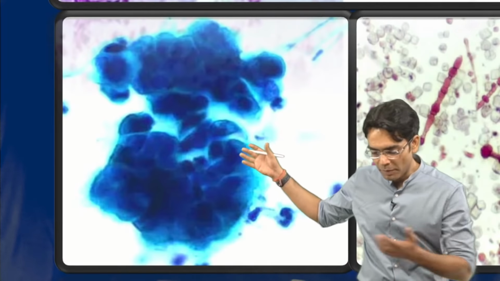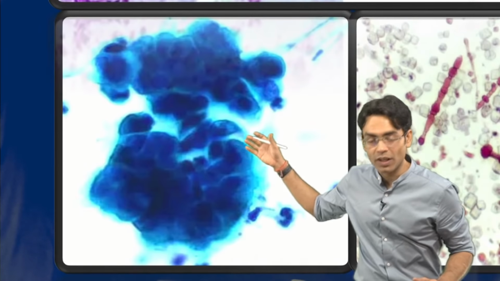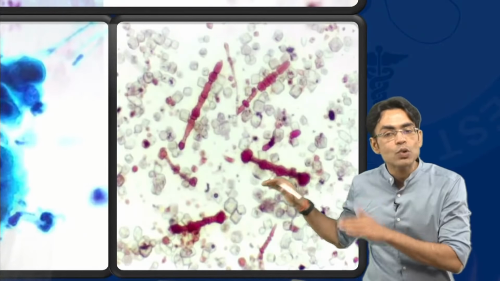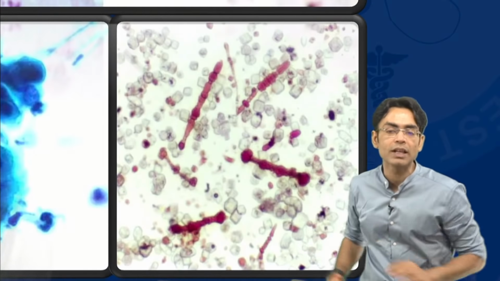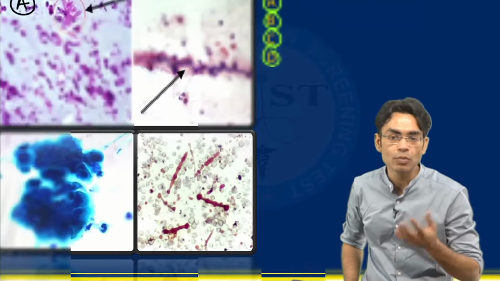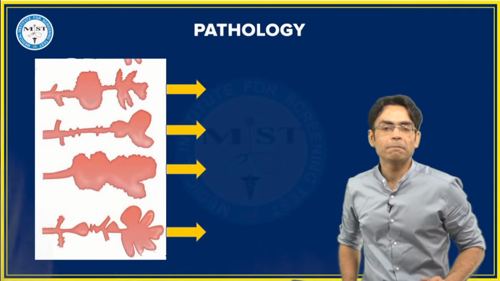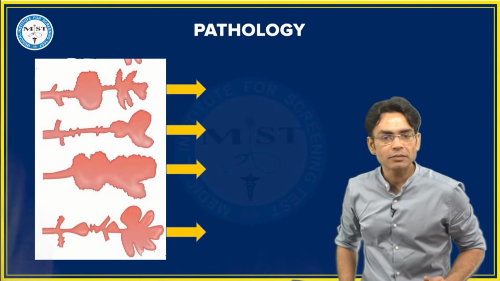Somebody has given the answer already. This is your Curschmann spirals, in which you are seeing sputum mixed with dead respiratory cells, and this is your recent exam question. These are your ferruginous or asbestos bodies, which are seen in the pneumoconiotic disease called asbestosis. Okay. Then types of emphysema.